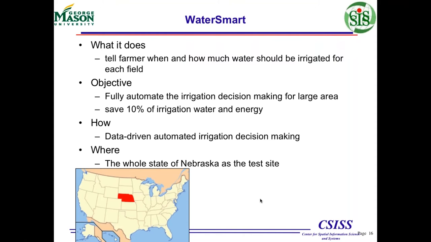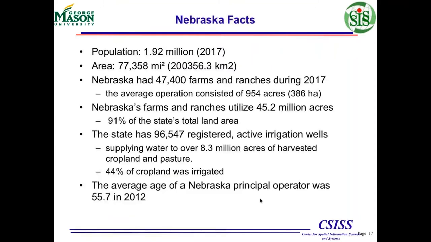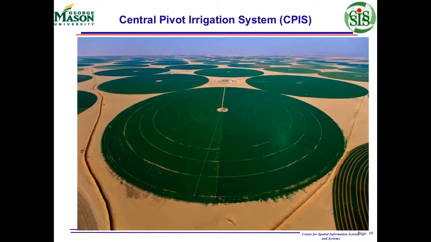So these are some facts about Nebraska. The people working on farms are fairly old, actually; the average age is 55.7 in 2012. But most of the area in Nebraska is irrigated. Nebraska, in fact, is one of the largest irrigated states in the US. This is an example of irrigation in Nebraska, mostly a central pivot irrigation system. Basically, you have a sprinkler and a wheel in the middle, and an irrigator along the shape of the field. This is a field view of an irrigation system, and in this Landsat view, you can see each individual circle is one central pivot irrigation system.